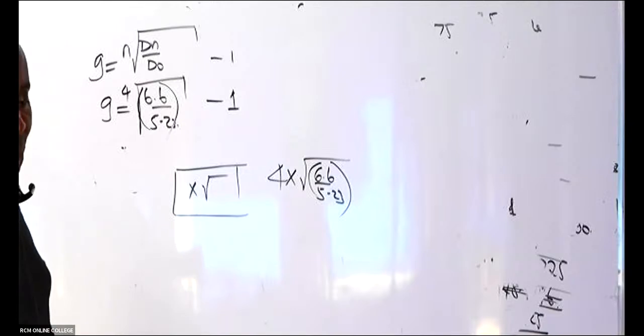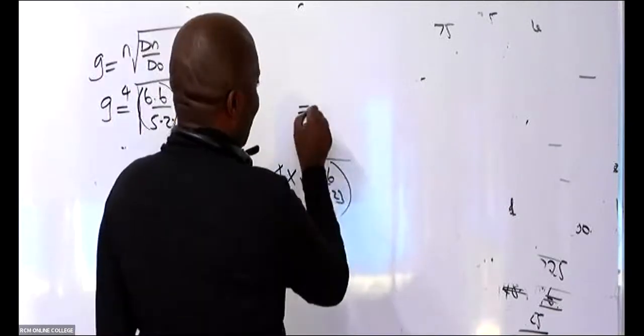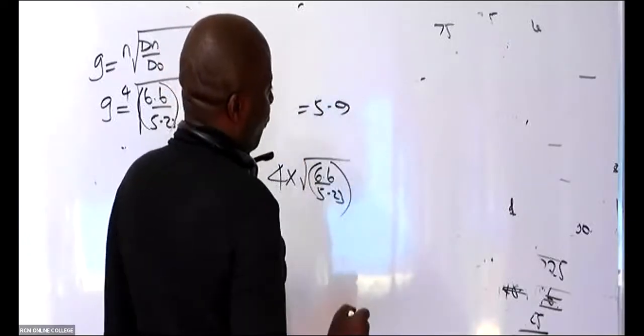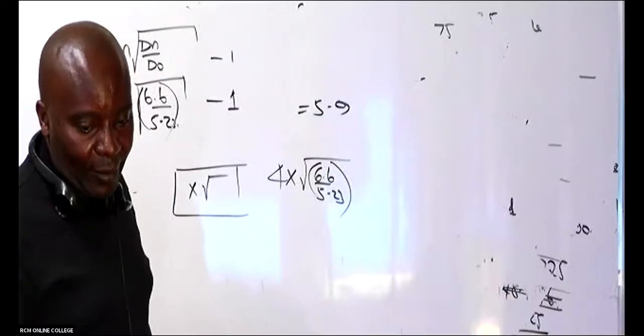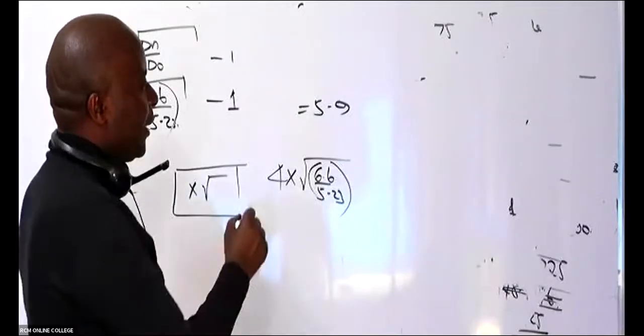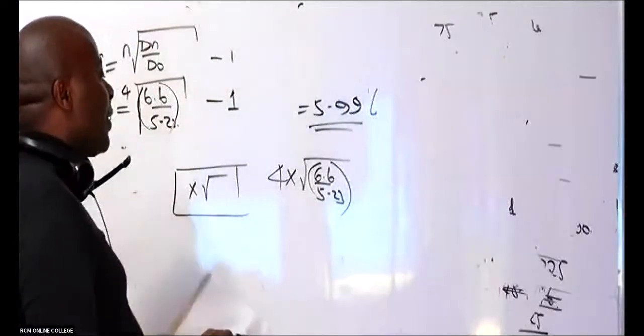You'll get 0.0 something, times 100. That's what these ninjas are getting, 5.9 something, 5.99%.